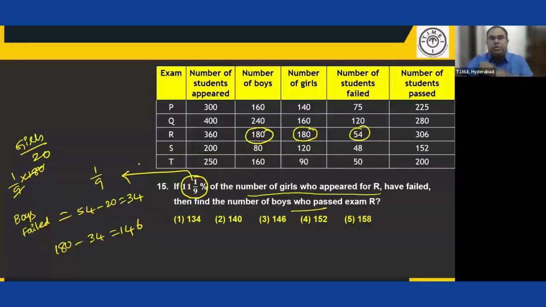You got my point? So 1 by 9 of the girls who appeared for R failed. 180 appeared, 1 by 9 is 20 failed. Total failed 54. 54 minus 20, 34 boys failed. 180 appeared, 34 failed. It has to be 146. Straightforward question.